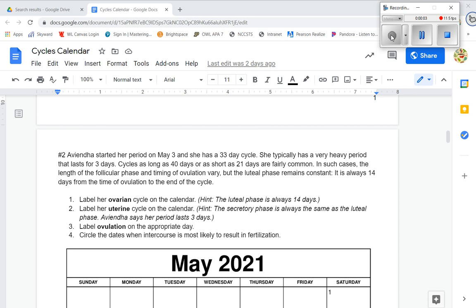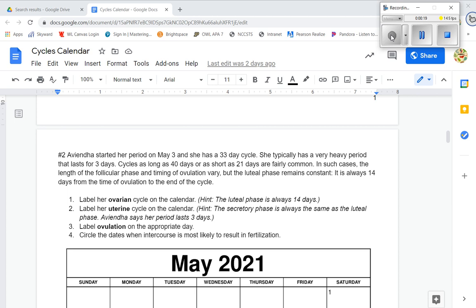Right, now we're going to take a look at Aviendha. So Aviendha started her period on May 3rd, and she has a 33-day cycle. She typically has a very heavy period that lasts for 3 days. Cycles as long as 40 days or as short as 21 days are fairly common.